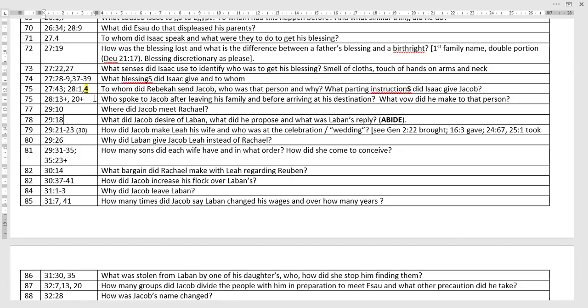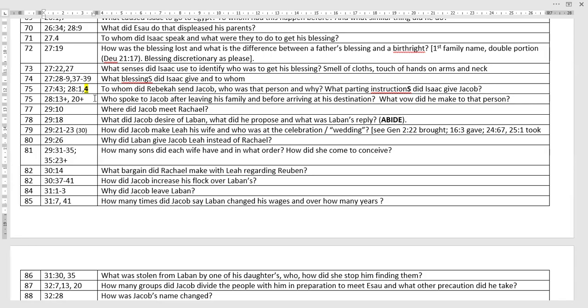Question 78. What did Jacob desire of Laban? What did he propose? And what was Laban's reply? Now, what did Jacob desire? He desired to marry the youngest daughter of Laban. What did he propose? He proposed to work for 7 years.